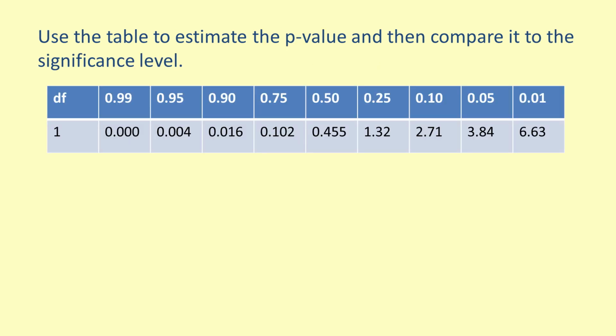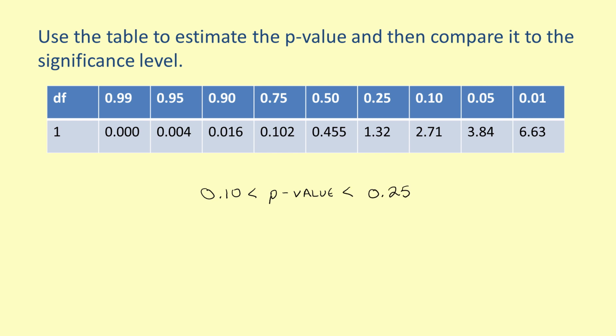Finally, use a chi-square table to estimate the p-value. There is 1 degree of freedom, so look at the row labeled 1 in the degrees of freedom column. The value 2.1569 is greater than 1.32 and less than 2.71. So, the p-value is between 0.10 and 0.25.